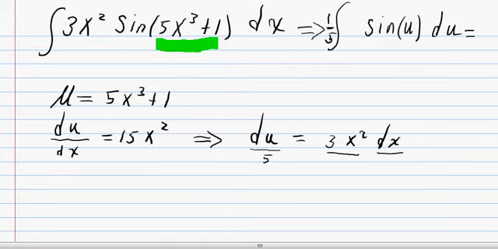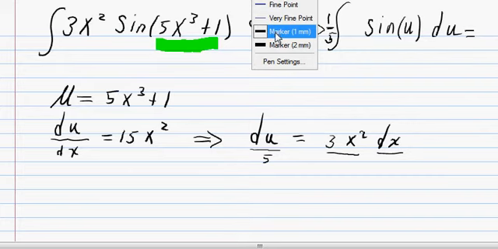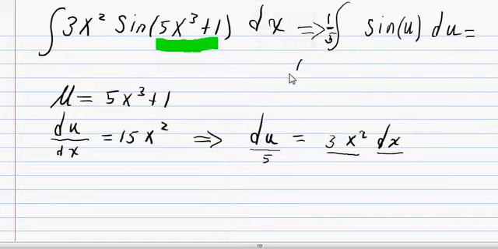So this over here is going to be equal to negative 1 over 5 cosine of u plus the constant c. I want to define the constant. Okay, so I have found the antiderivative of this, okay? But I am looking for the antiderivative of this. Well, it turns out that from right here, I can get the antiderivative of this.